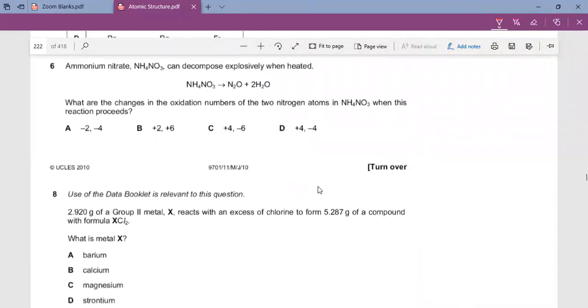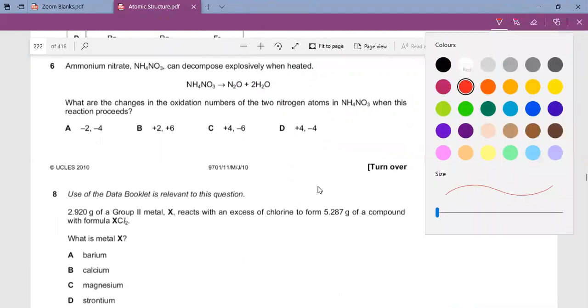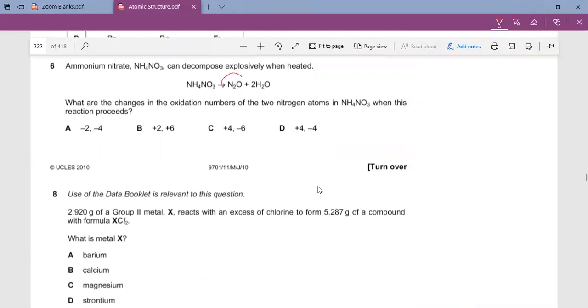Question 6. Ammonium nitrate can decompose explosively when heated. Recently you saw in Lebanon, the whole place got exploded because of this stuff. When you heat this fellow here, it will decompose to give you N2 and oxygen, which will support combustion, and it will just blow up the whole thing whenever there's something combustible. So this is your N2O.